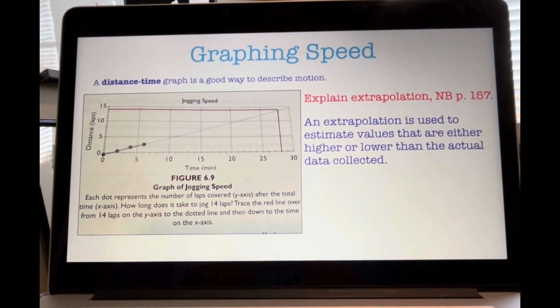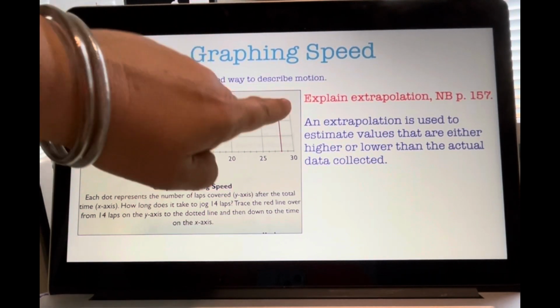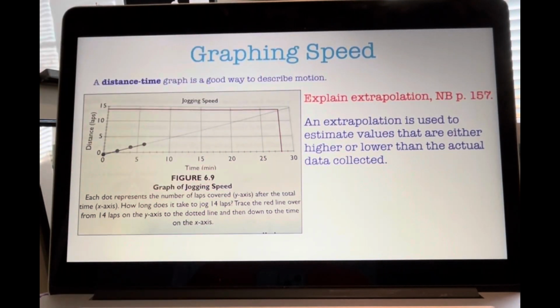You can draw a straight line through all 4 points and then extend the straight line to 30 minutes. So if we had a ruler, we would draw a straight line and we'd extend it to the full 30 minutes. The solid line indicates the actual times and distances you ran. The dashed line is called an extrapolation, like you did in experiment 1.2. Remember, an extrapolation is used to estimate values that are either higher or lower than the actual data collected.